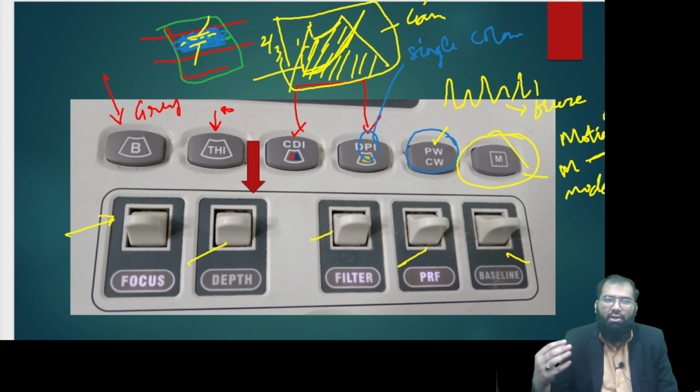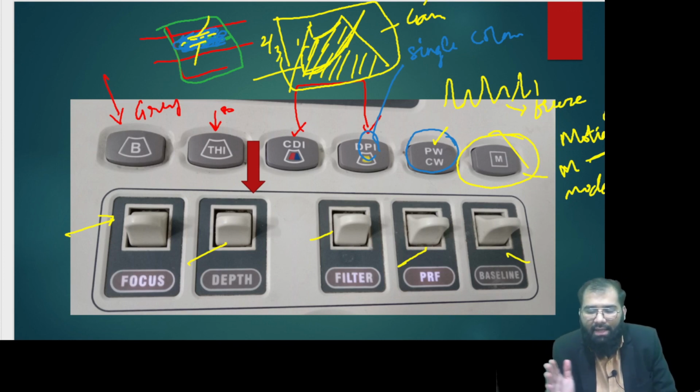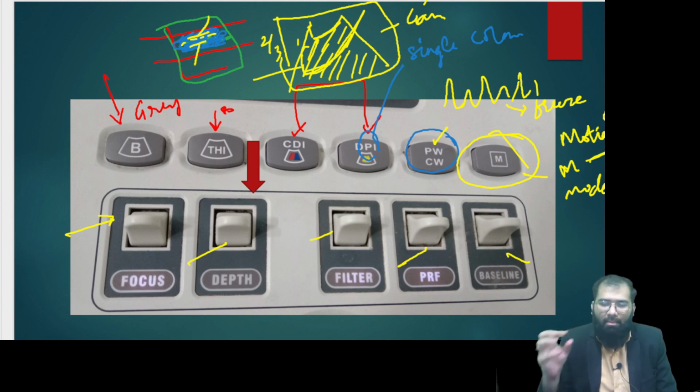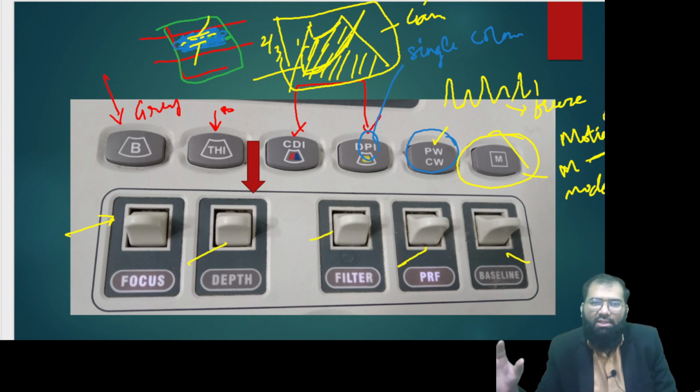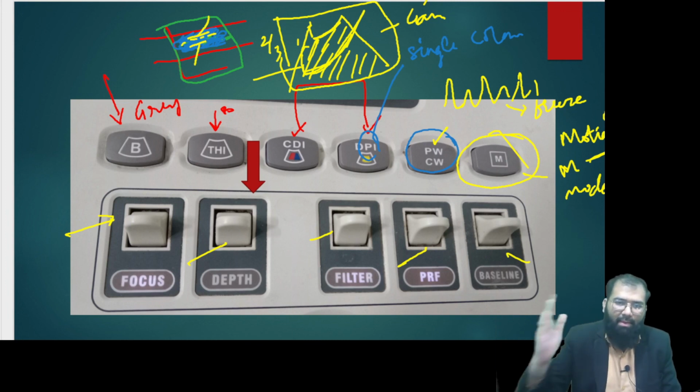So if you understand your machine well, you will get a good B mode image, and if you get a good B mode image, the next comes the color scan, and if you understand what the color images are, that is the Doppler image, then comes the spectrum. Okay, spectral Doppler. Okay, so this goes one by one.